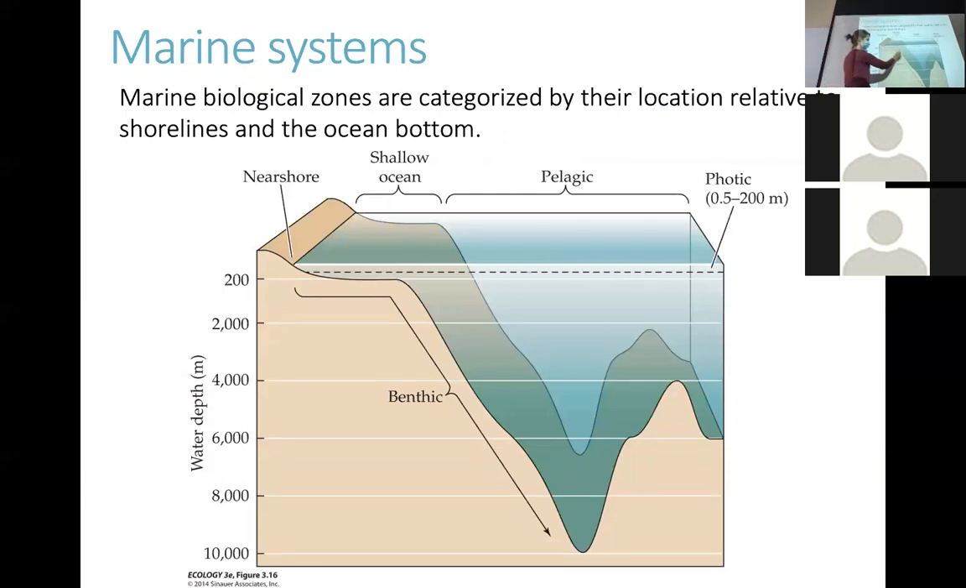You still have the benthic, so the bottom, whether it's shallow or deep. And rather than littoral and limnetic, you have shallow ocean, and then the pelagic is the deep, deep ocean. So further out from shore is pelagic, closer in is shallow ocean, or you can call it near shore.